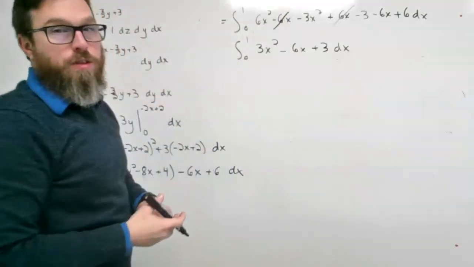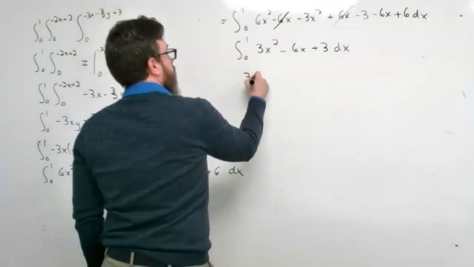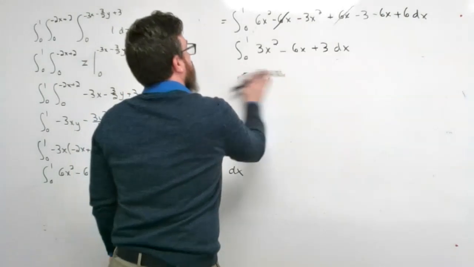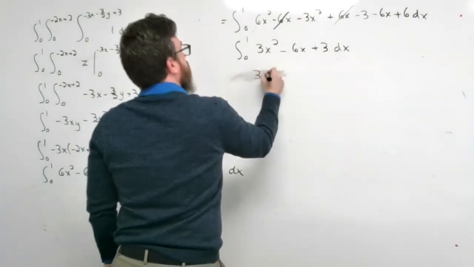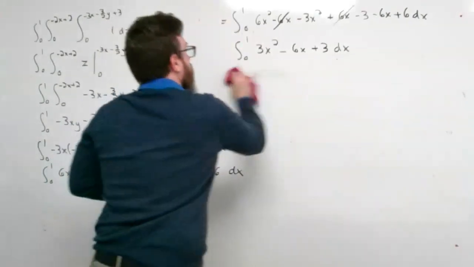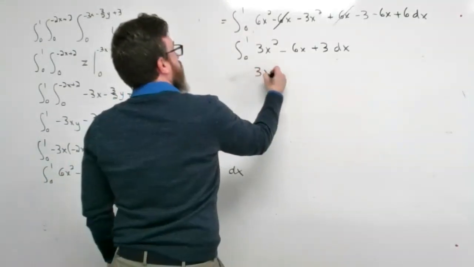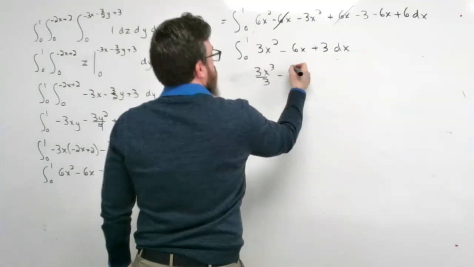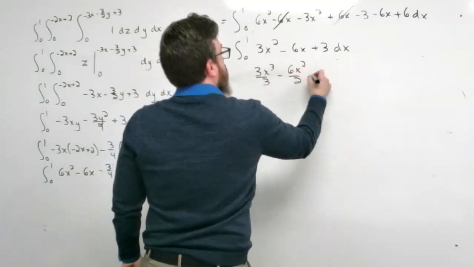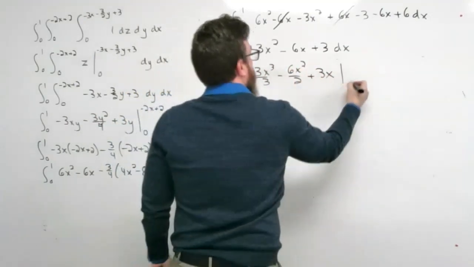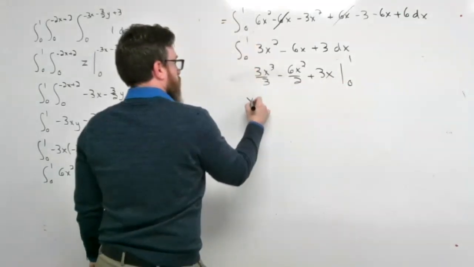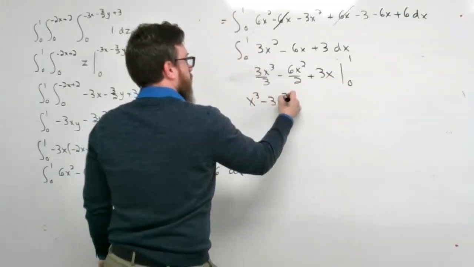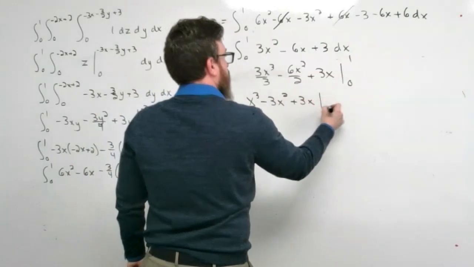Now we just integrate this from 0 to 1, so this would be 3x cubed over 3 minus 6x squared over 2 plus 3x evaluated from 0 to 1. So this is going to be x cubed minus 3x squared plus 3x evaluated from 0 to 1.